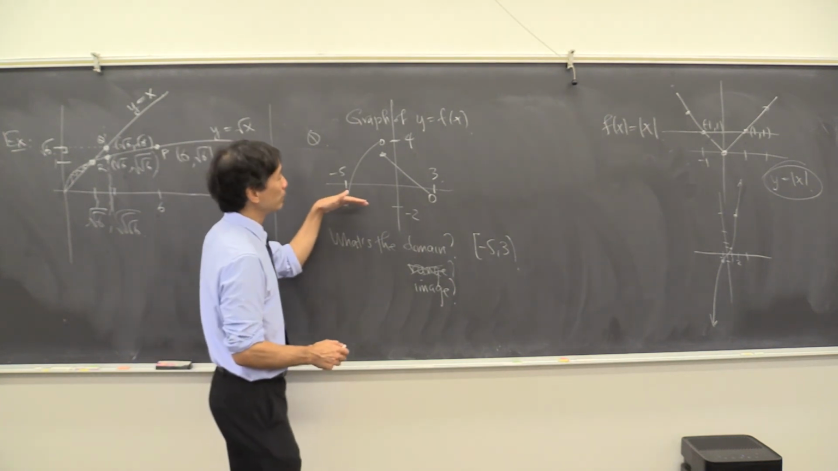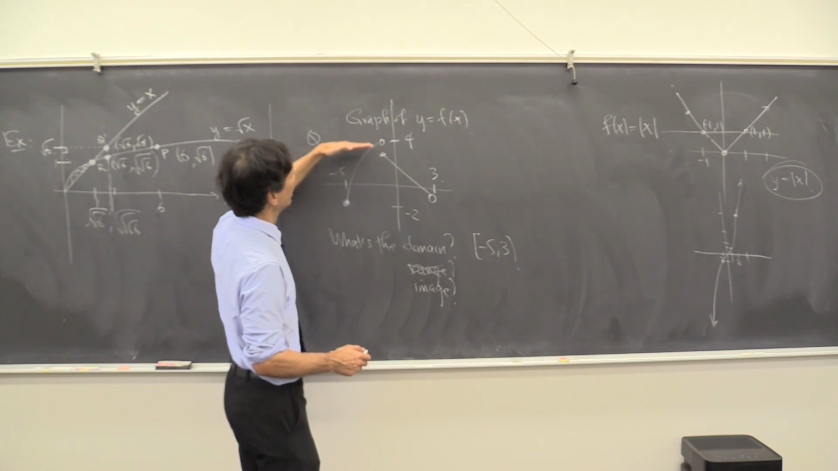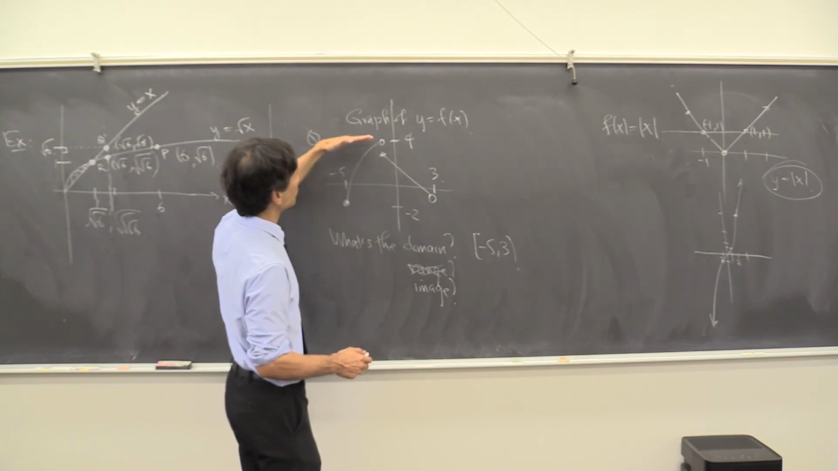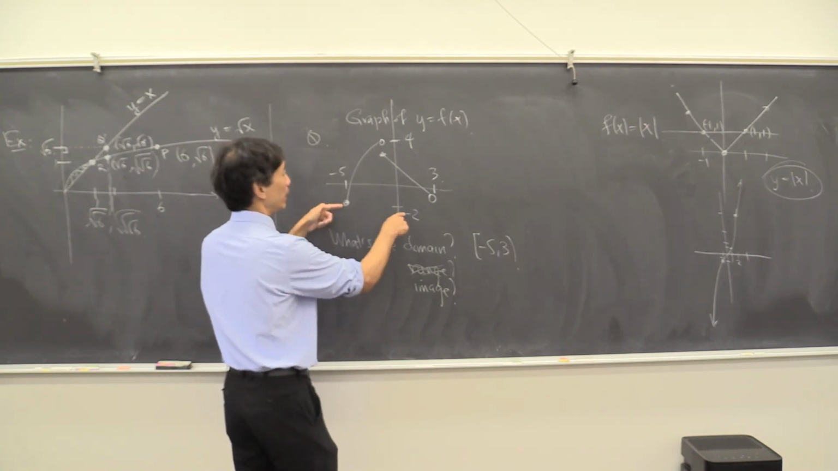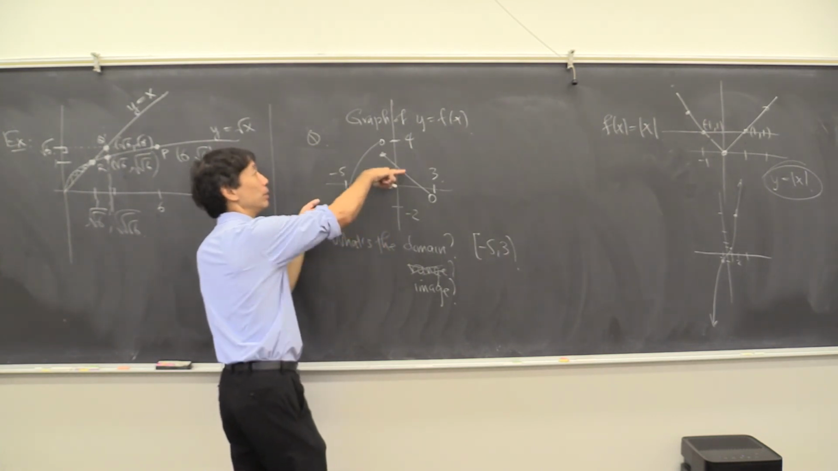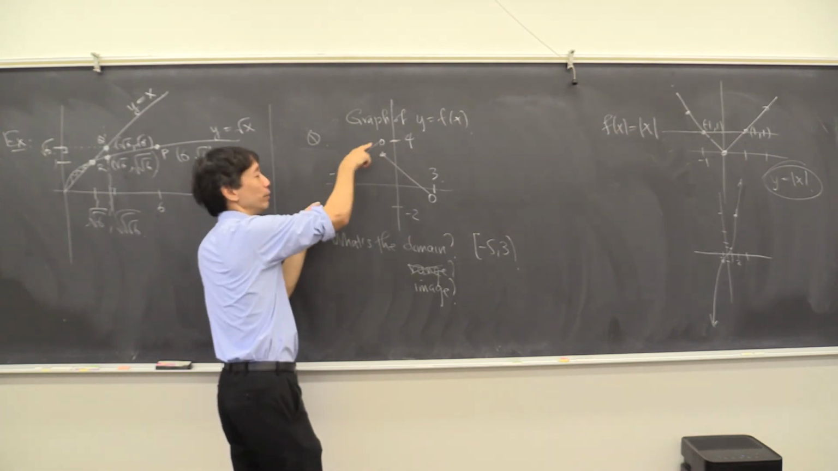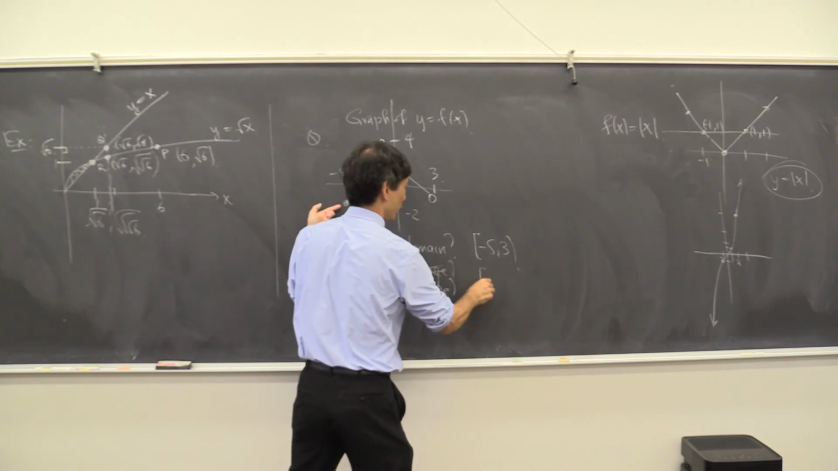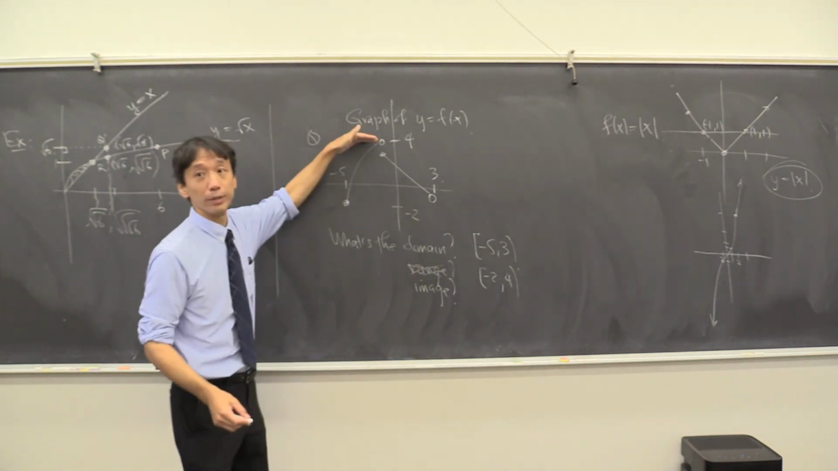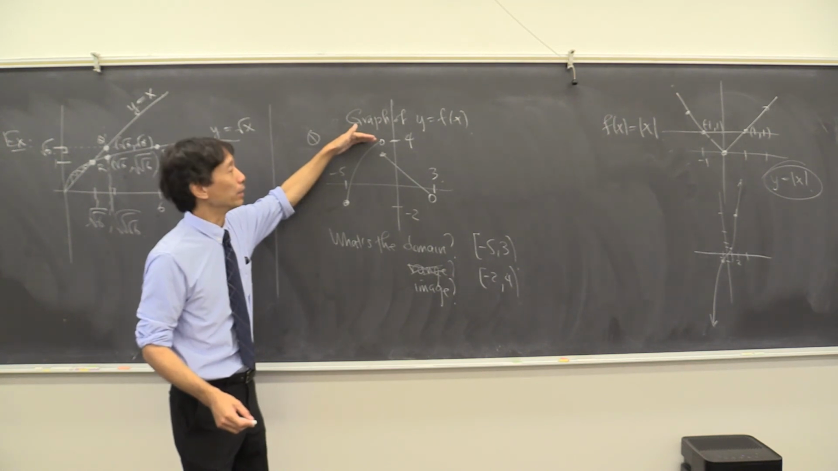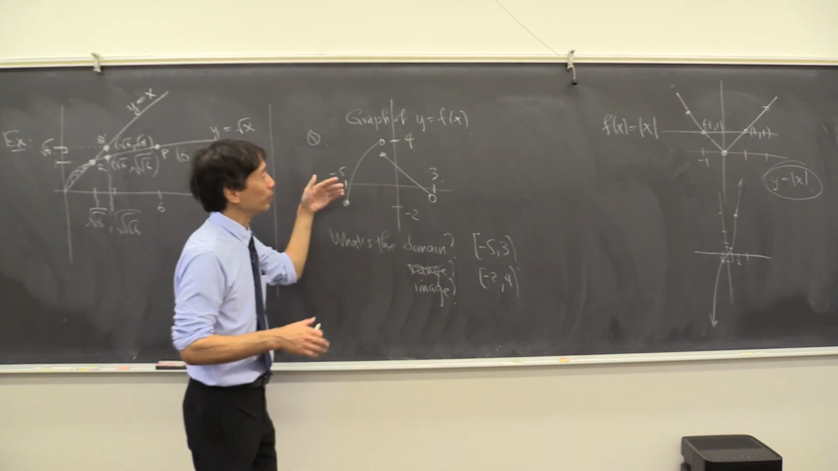And then if you look at the range, I mean the image, you're looking at what kind of values you get out of it. And you see that, well, okay, we get basically everything from -2 upwards to 4, right? Upwards to 4, but not including 4, right? So we get -2 to 4, but the 4 is not included. Okay, is that clear? Kind of clear, right?